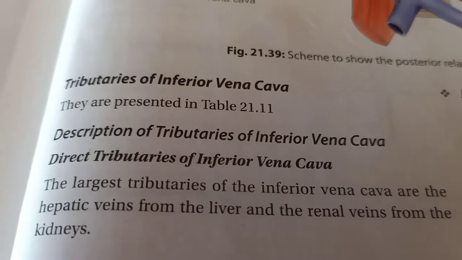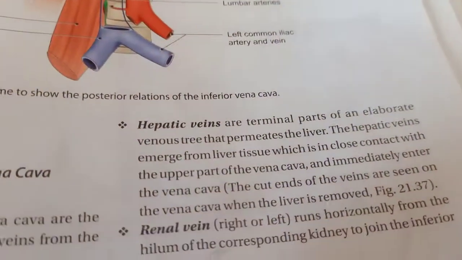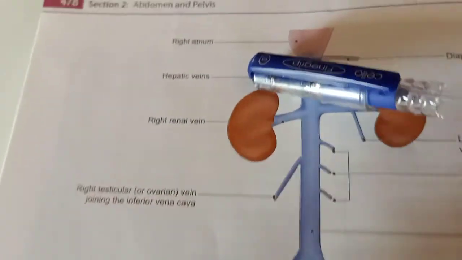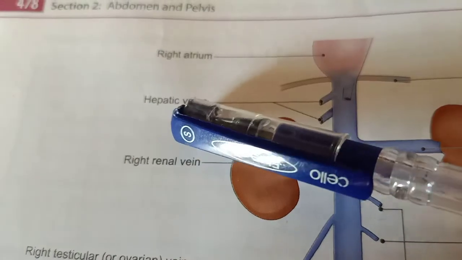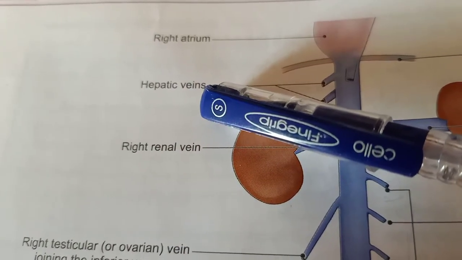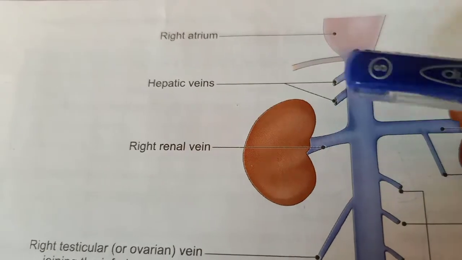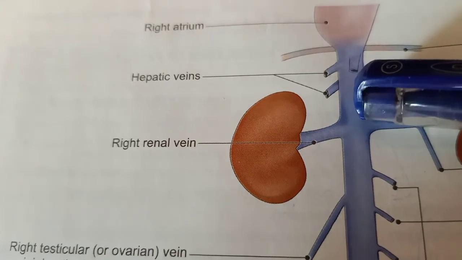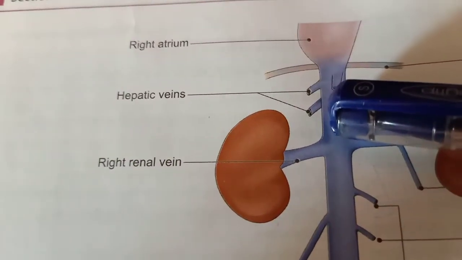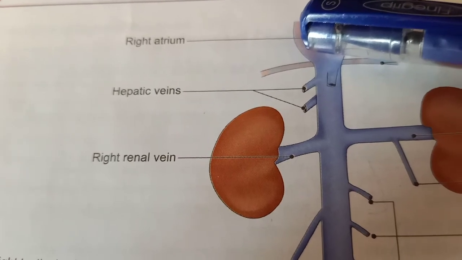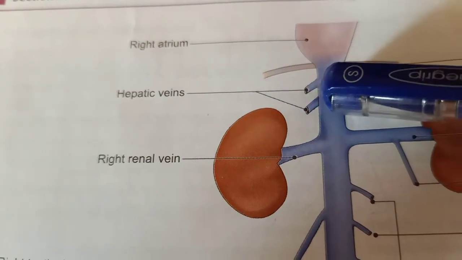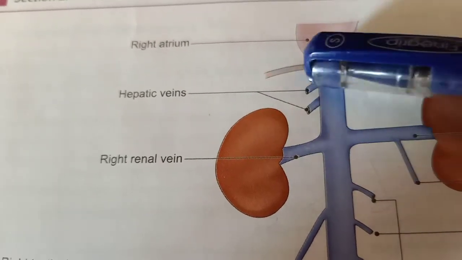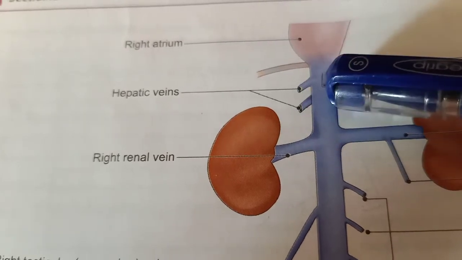So which are the direct tributaries? The first direct tributary of the inferior vena cava is the hepatic veins. These directly open into the IVC and drain blood from the liver to the IVC and then into the right atrium. These are the right hepatic vein, the left hepatic vein, and the middle hepatic vein, which drain directly into the IVC.